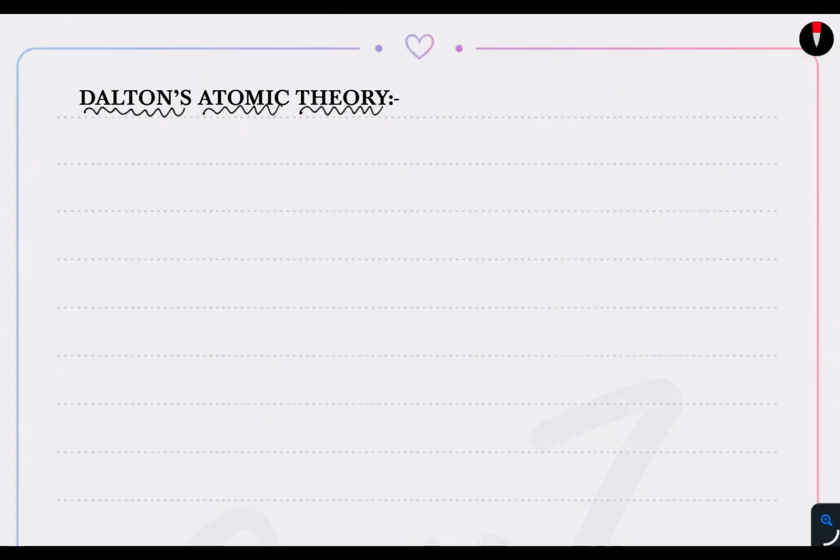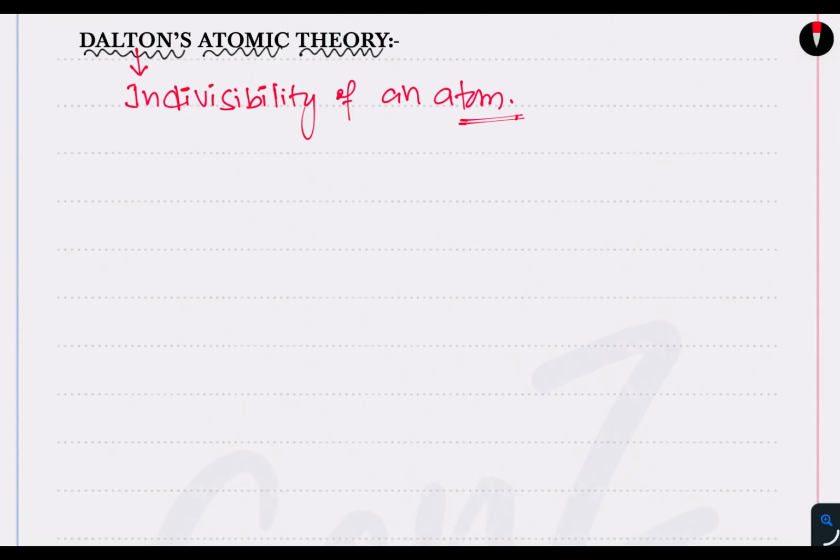In this video, I am going to discuss Dalton's atomic theory. This is one of the important concepts from the NEET examination point of view. If you observe carefully, Dalton's atomic theory mainly explains the indivisibility of an atom. Let us see what postulates were given by Dalton in his theory.